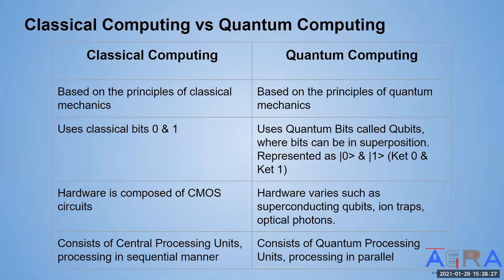And the hardware varies. This is one of the points: the hardware for quantum computing varies, and various industries and researchers are focusing on various hardware aspects to identify which hardware can work best for quantum computation. There is a lot of research going on: superconducting qubits, ion traps, optical photons, and all these kinds of hardware which relies heavily on the principles of quantum physics.